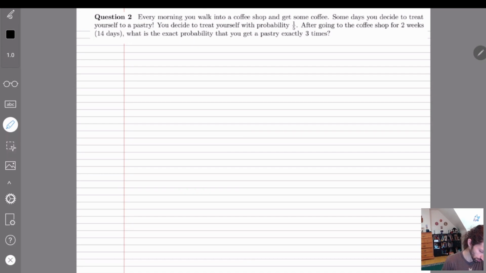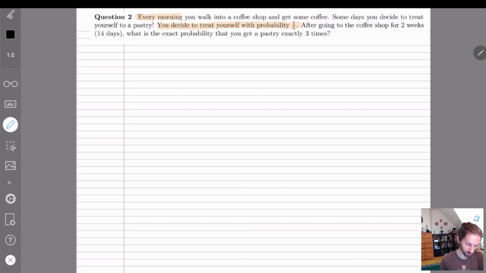Every morning, so this is some info, we're doing this every morning. You walk into a coffee shop and you get some coffee. Some days, you decide to treat yourself to a pastry. So here I know that there's going to be some probability measure, right? I'm not getting a pastry every single day. And in fact, the next statement tells me how often. You decide to treat yourself with probability 1/5. So 1/5 of the time, I'll treat myself with a pastry.